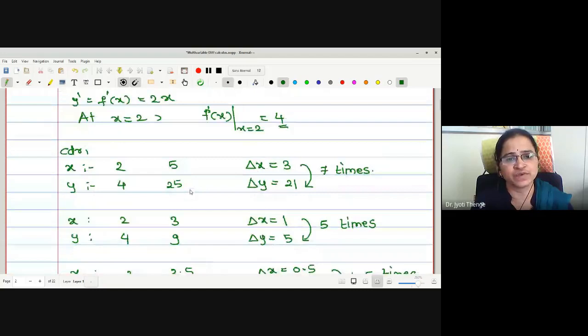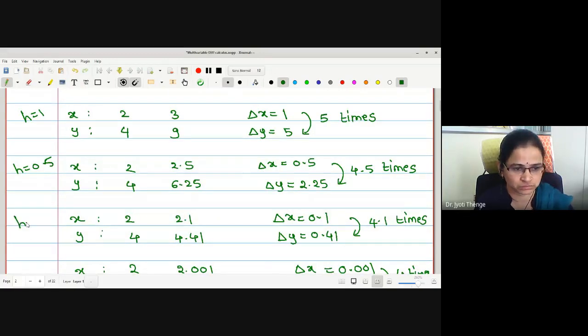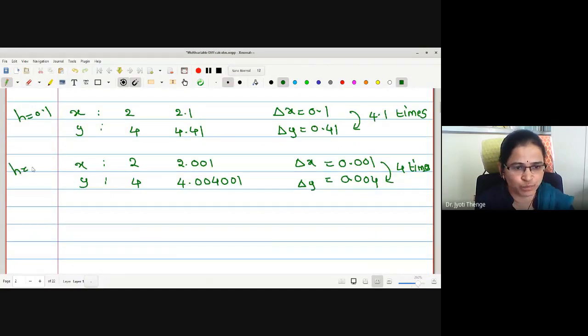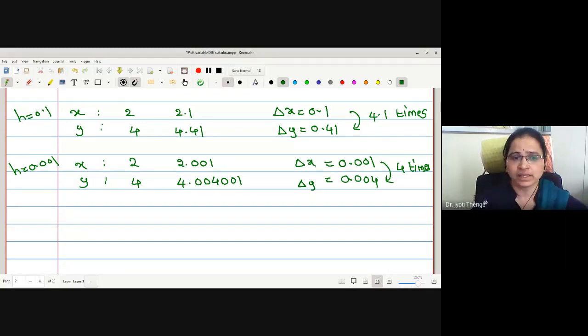Just have a look at the h values we have taken. What is h here? We have taken 3. What is h we have taken here? 1. Later we have taken h as 0.5. Then it is 0.1. Then this is 0.001.